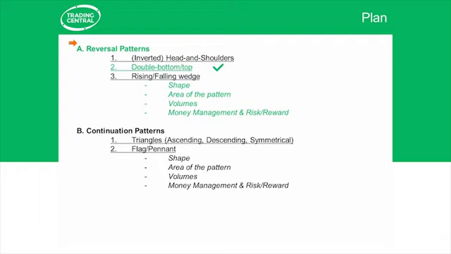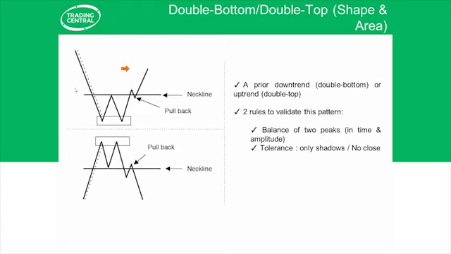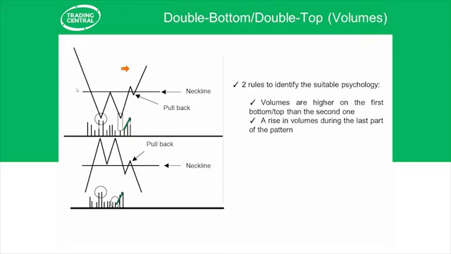Now let's talk about the other reversal patterns, double top and double bottom. On the upper chart, you can see a double bottom pattern, and on this chart, you can see the double top pattern. The double top pattern has two peaks at about the same level, as you can see, there and there. And the pattern is validated when the middle trough is broken on a closing basis.